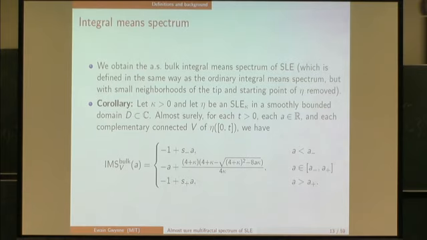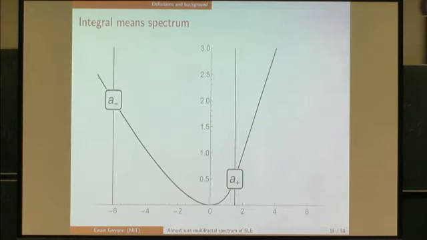And so we obtain the Amosher value of the integral mean spectrum at every point A, and it's given by this function here. A minus and A plus are just two constants which depend on kappa and are defined by a pretty complicated looking formula which didn't fit on the slide. And here we have a graph of the Amosher bulk integral mean spectrum of SLE. Notice that it's linear outside this range from A minus to A plus.